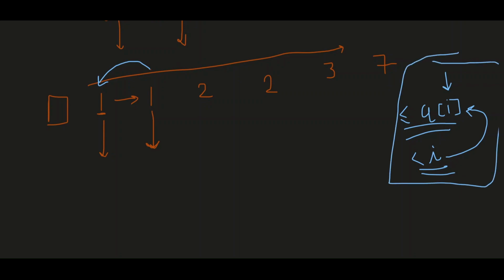So what you can do to make the element unique: if your current element is equal to the previous element, then you make the current element equal to the previous element plus one. Now the previous element is one, so you make the current element the previous element plus one, that is equal to two.